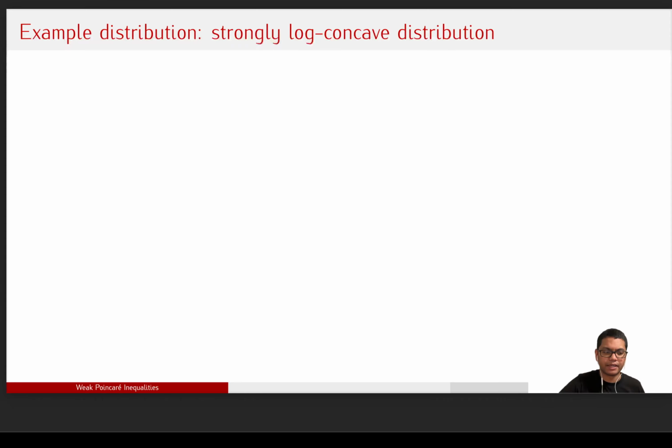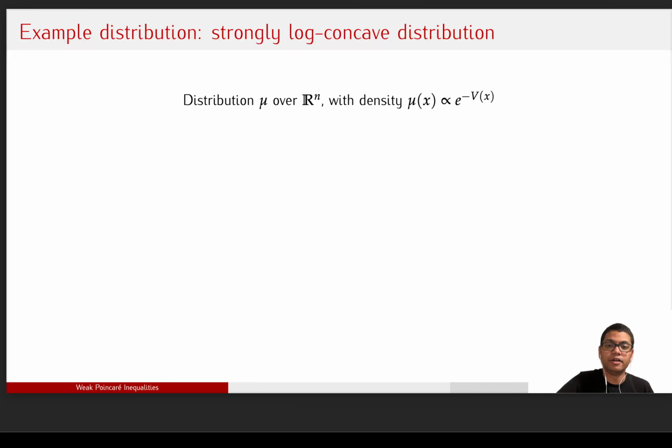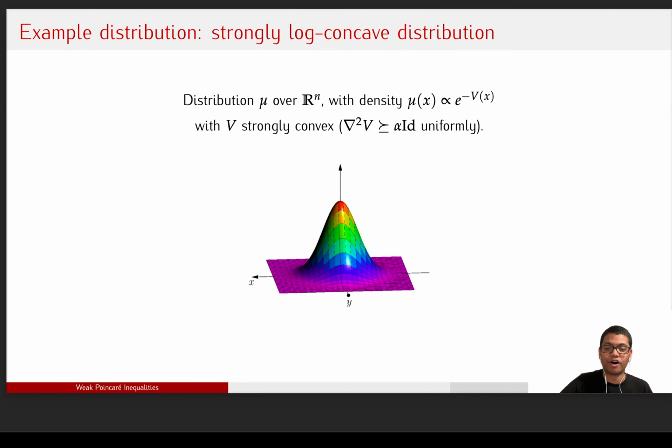Okay, so just to get a sense of what kinds of distributions we can efficiently sample from, let's consider the class of strongly log concave distributions. A distribution mu, which has density e to the power minus V of x, is called strongly log concave if this function V is strongly convex, and in particular, its Hessian is uniformly lower bounded by a positive scaling of the identity. The picture you should have in mind for a strongly log concave distribution is a bell curve, or more generally, distributions that look like Gaussians.